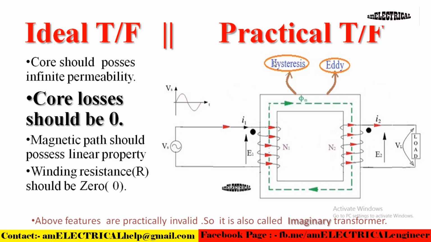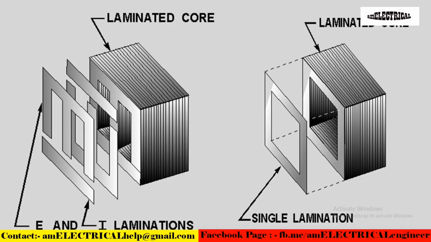The hysteresis loss can be minimized by using CRGO, that is cold rolled grain oriented steel, which is a high grade steel, when we are making the transformer magnetic core. Similarly, we can minimize the eddy current loss by using laminations of the core. The laminations should be very thin, so we can minimize the eddy current losses in the transformer core. See the lamination video in detail, link given in the I button.